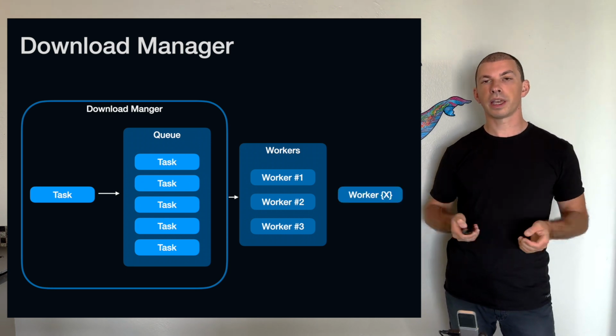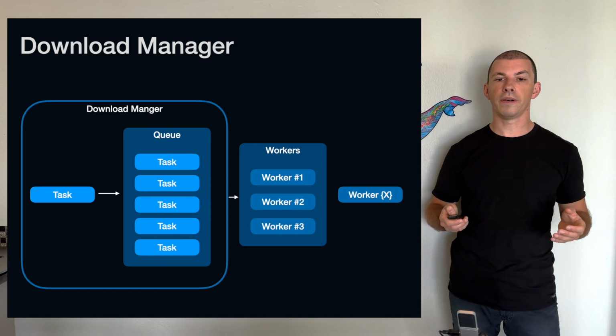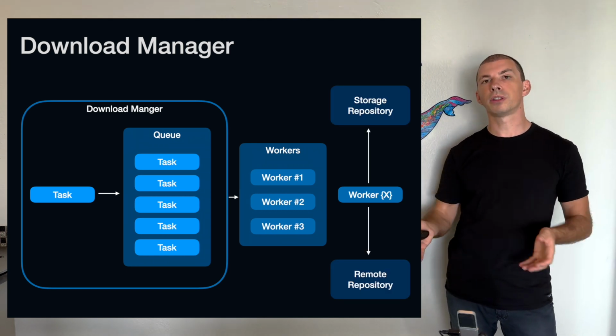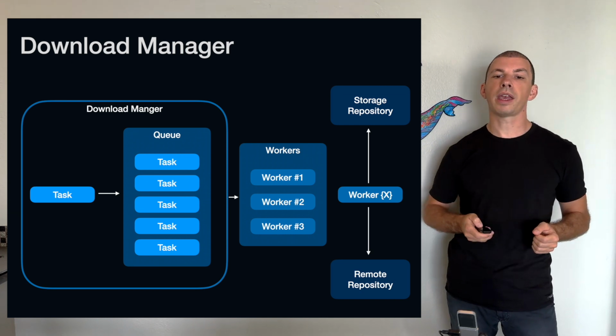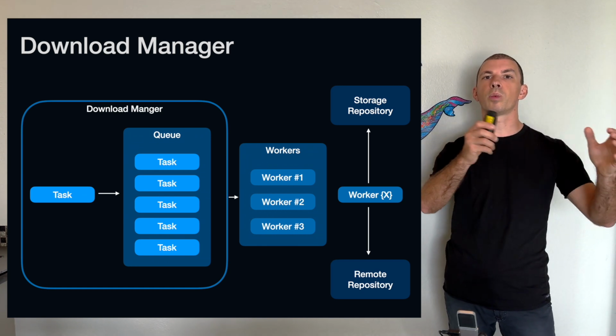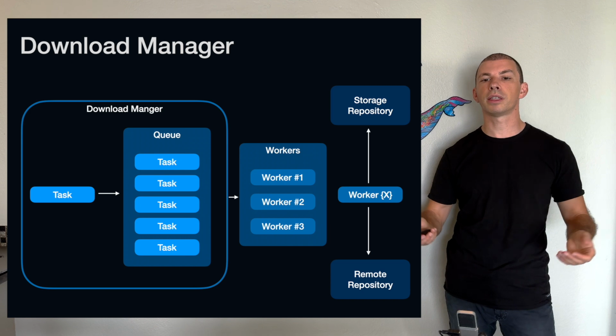And the worker itself will operate, as we said before, with the remote repository to download some data from the network, and some storage repository or persistent storage repository to put it somewhere in the persistent storage, in our case to the disk.